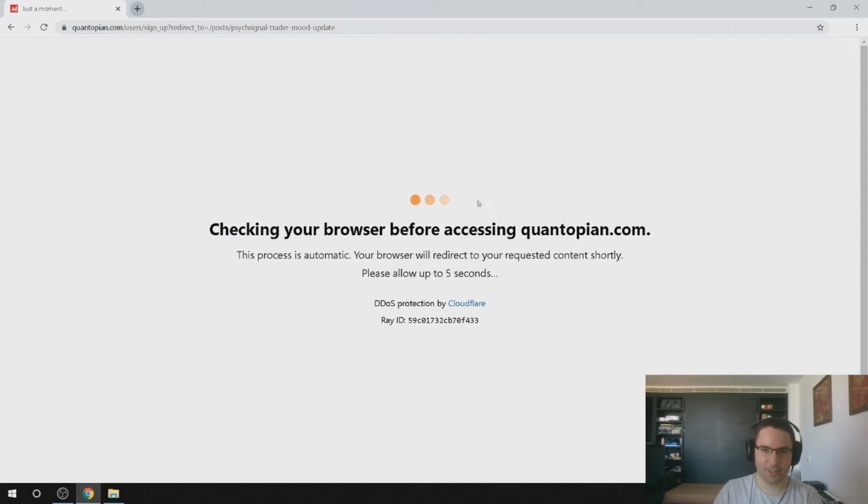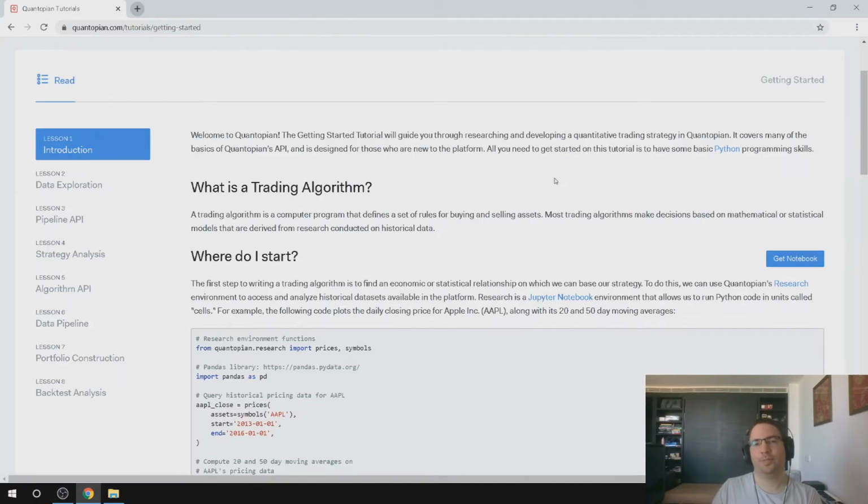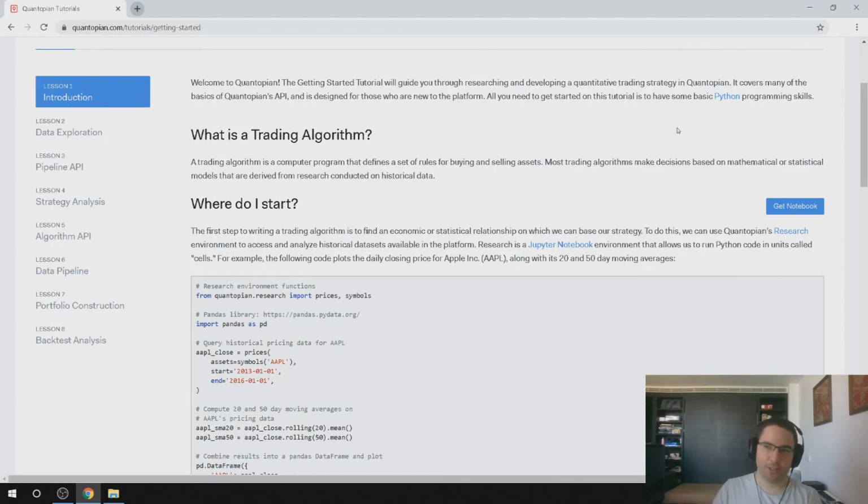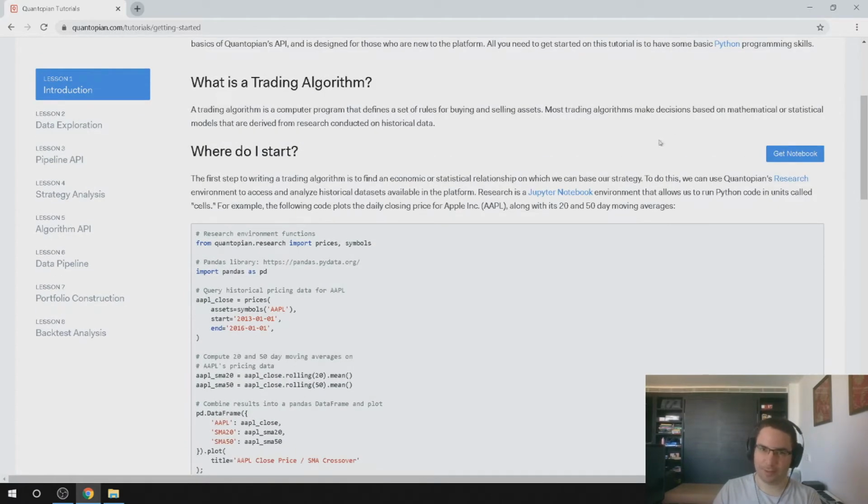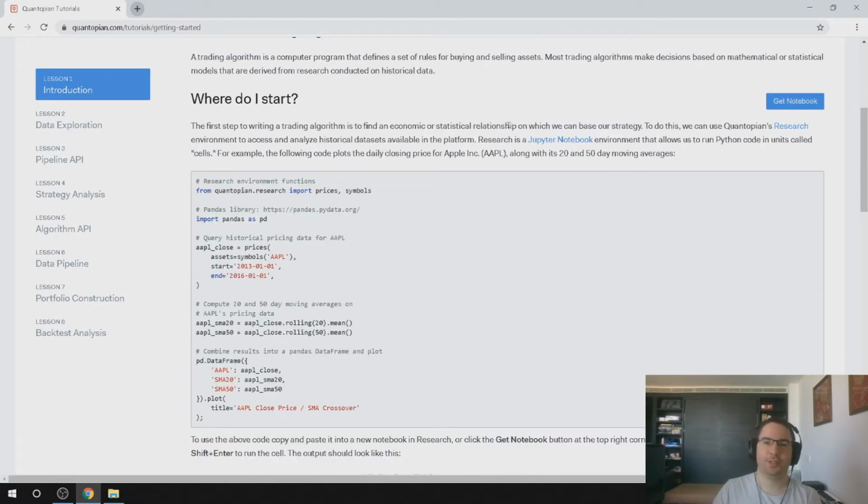What I'm going to do is click sign up. Getting started. Welcome to Quantopian. All you need to get started on this tutorial is to have some basic Python programming skills. Always put Python in your CV, guys. It doesn't matter how little you know about it. Find an economical statistical relationship on which we can base our strategy. To do this, we can use Quantopian's research environment.